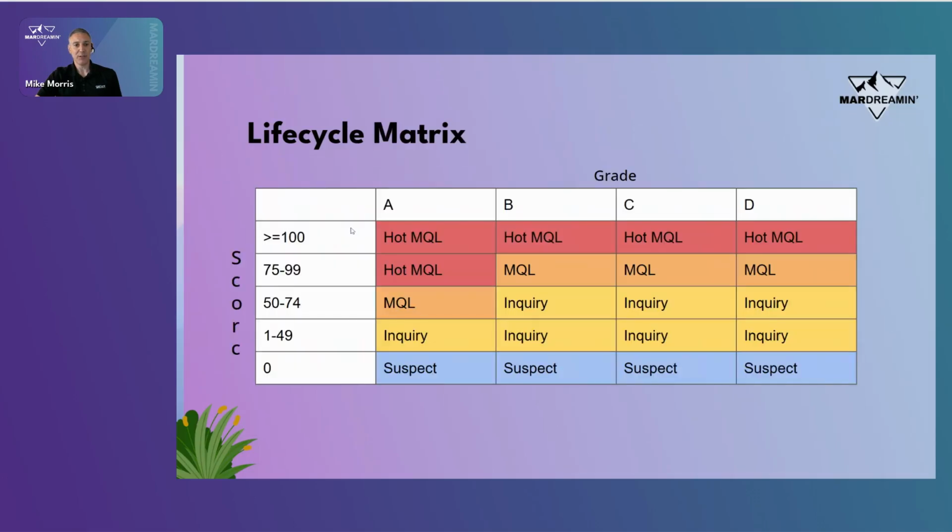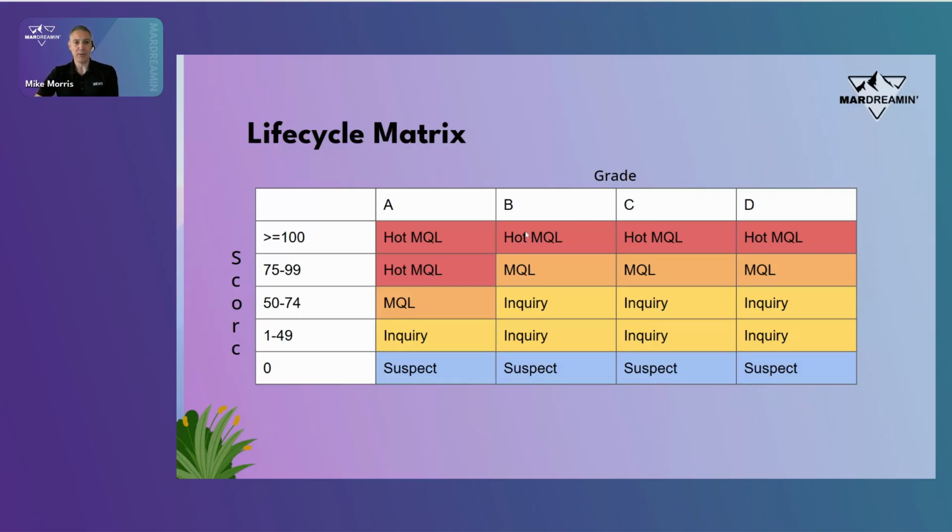One of the ways I like doing this is by what I call the lifecycle matrix here, but you can call it whatever you'd like. Rosetta Stone is another term I was toying with. But essentially what I'm doing here is I'm defining my lifecycle statuses based on my account engagement grades and scores.